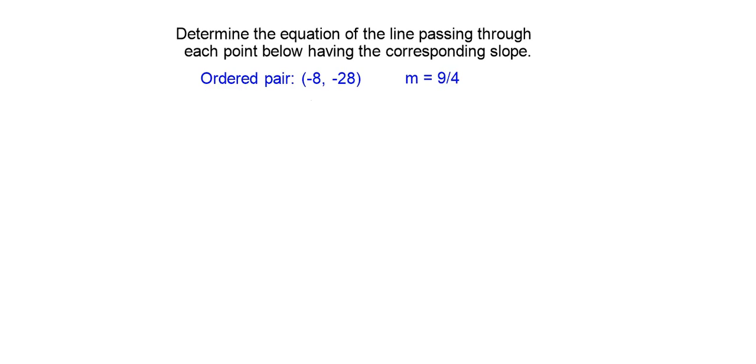This is how you write the equation of a line given a point and the slope. I use the point-slope formula for this. So in this case, the -8 would be your x1, and your -28 would be your y1, and the point-slope formula is y minus y1 is equal to m times x minus x1.